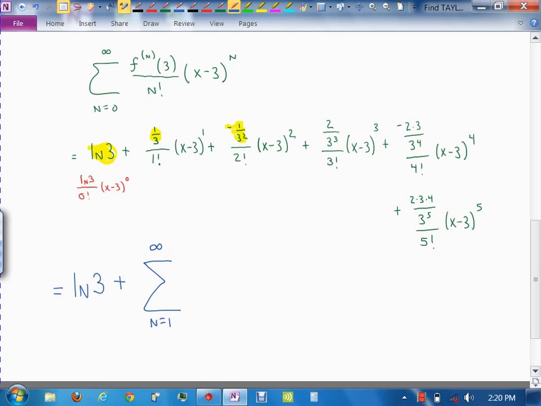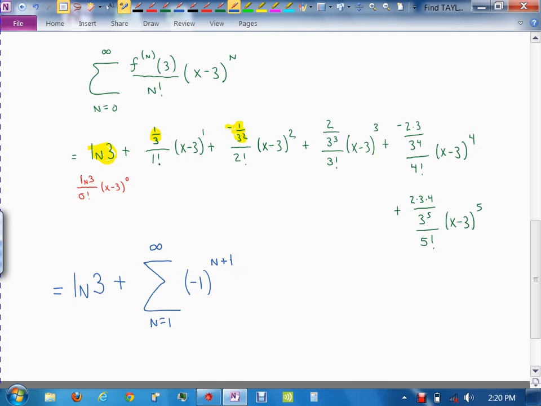Let's take care of the alternating first. We want the first guy to be positive, the next one to be negative, then positive, then negative. So how do we start with the positive? Negative 1 to the, where are we starting at? 1. So n plus 1, or you could do minus 1.